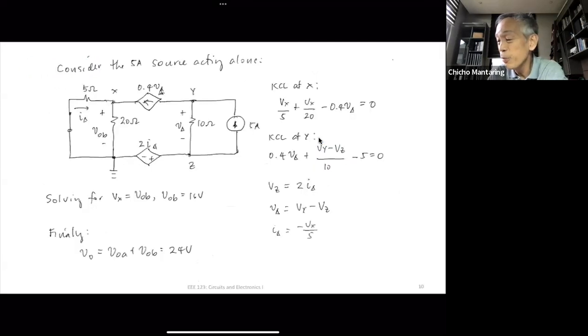Why is VOB 16 volts? Just solve this simultaneously and determine the value of Vx. I didn't show that solution because that's no longer an electrical engineering problem. That's just a math problem. And then you're going to find that it's equal to 16 volts. Any other questions? Okay, let's move on.